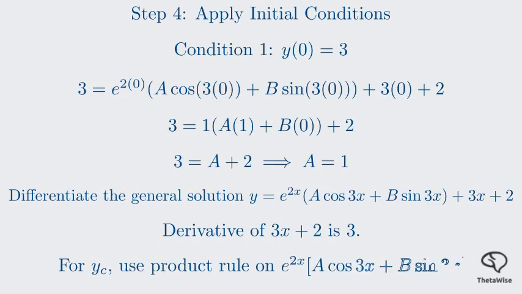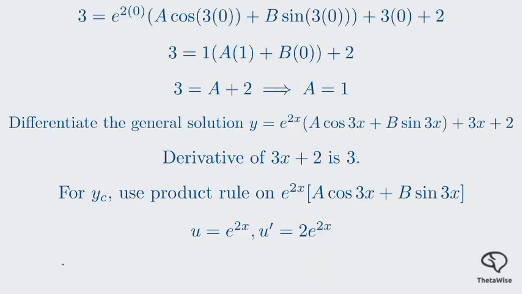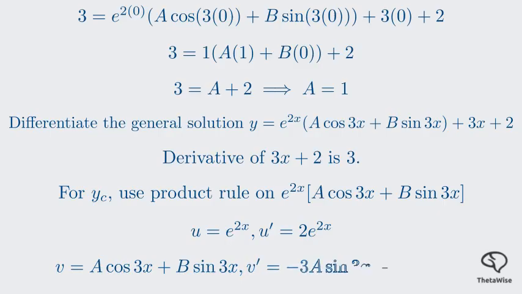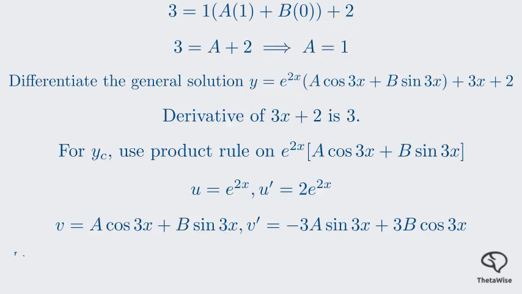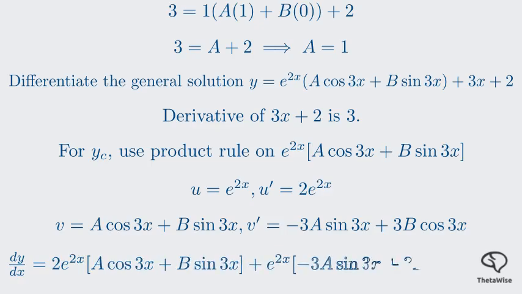Now for the product rule part. Let u equals e to the 2x and v equals a cos 3x plus b sin 3x. The derivative u prime is 2e to the 2x. The derivative v prime is negative 3a sin 3x plus 3b cos 3x. The derivative dy/dx is u prime v plus u v prime plus the derivative of our polynomial term. This is our full derivative.